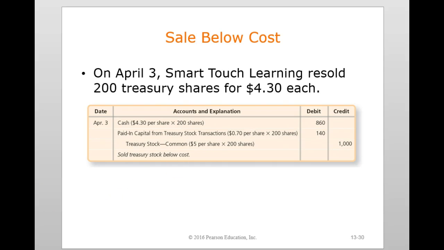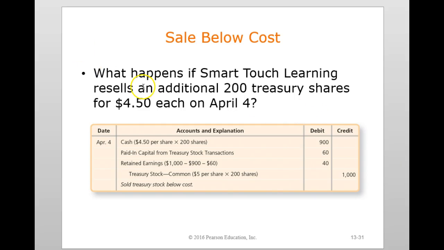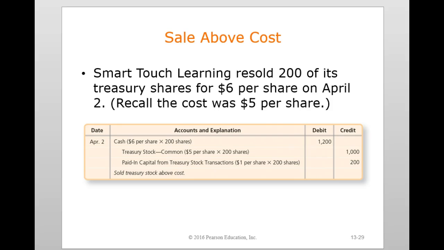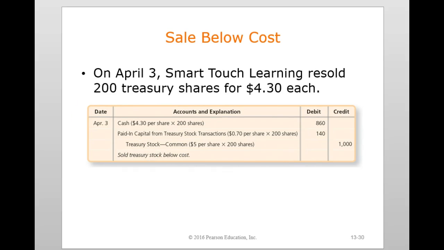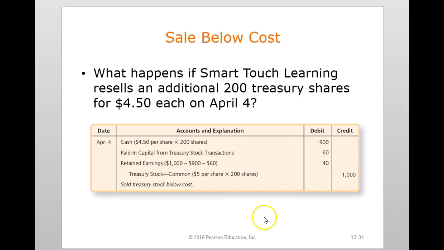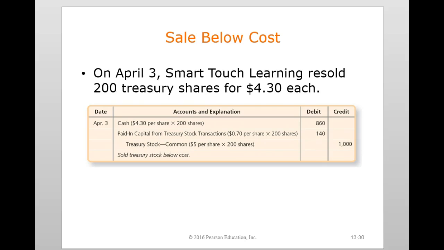So let's come down here and look at this. And they sell it for $4.50. And now we had $5 a share, okay? So now we have, let's go back up here. In this account, you had $200, okay? Paid-in capital from treasury stock. In this, we took $140 out of that. And that would leave us how much left? $140, that would leave us $60 left in there.